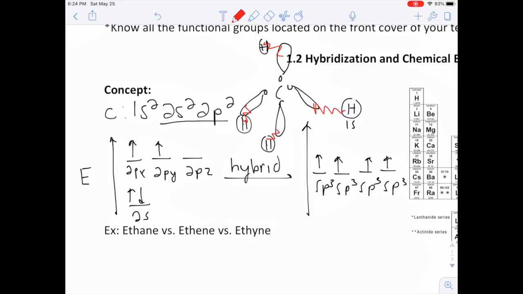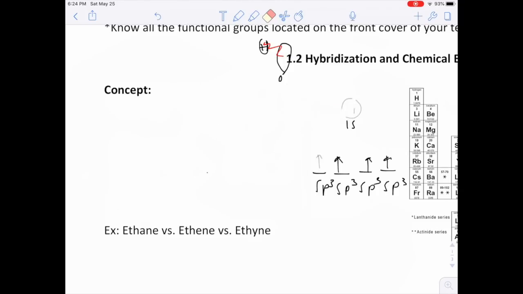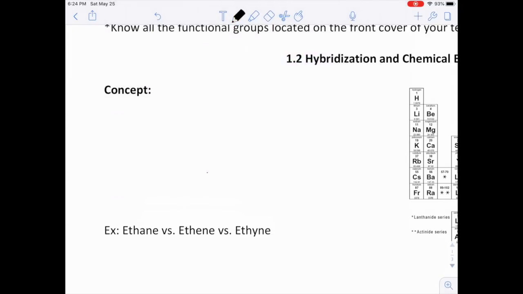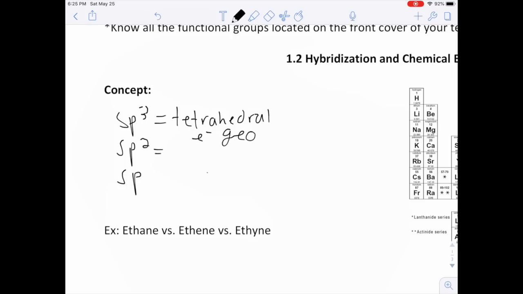Okay, so there are 3 types of hybridization, so let me make more space over here. Okay, so there are 3 types of hybridizations that exist. There are the sp3s, the sp2s, and just the sps. Okay, so there are just 2 things that you need to know about all these different things. So sp3 orbitals have tetrahedral electron geometry. Tetrahedral electron geometry. Okay, and sp2s have trigonal planar electron geometry.